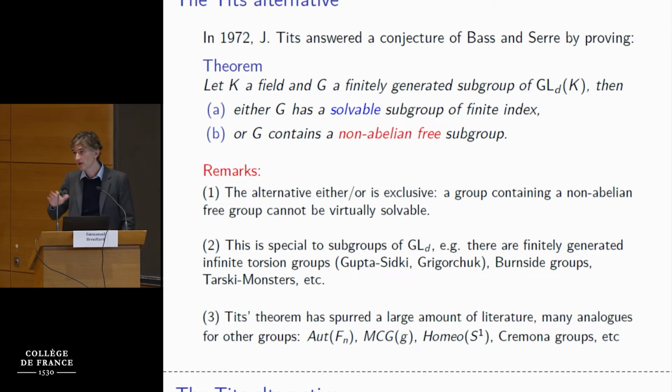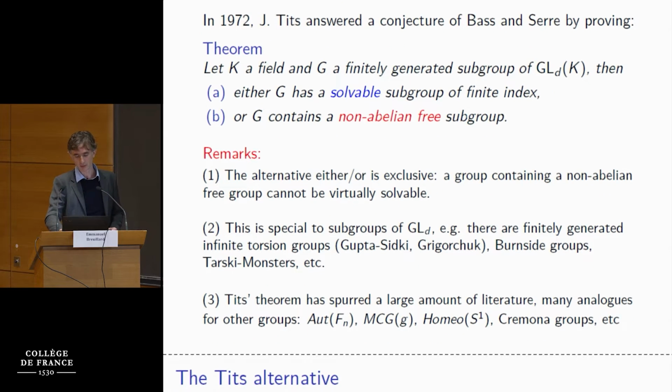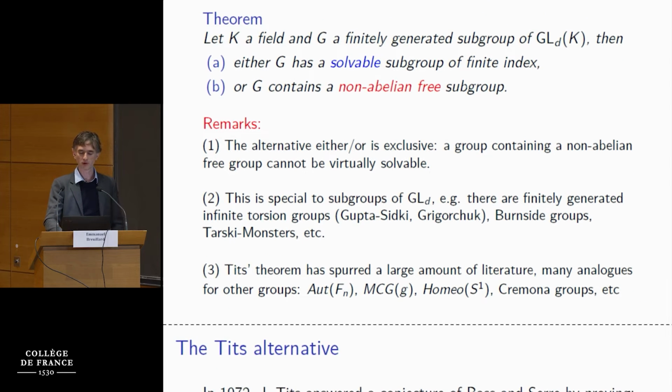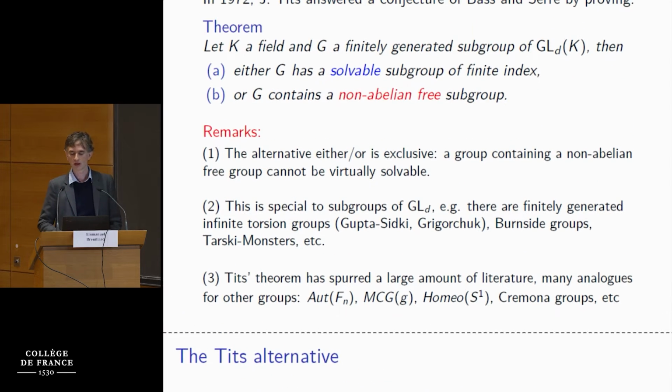But linear groups are not the only world where this alternative holds. In fact, when Tits proved this theorem, in the couple of decades after that, a lot of people tried to prove similar theorems in other non-linear settings. For example, there is a Tits alternative for the group of automorphisms of the free group, in the mapping class group, or in the group of homeomorphisms of the circle, or, as we will hear in the next talk, in the Cremona groups.